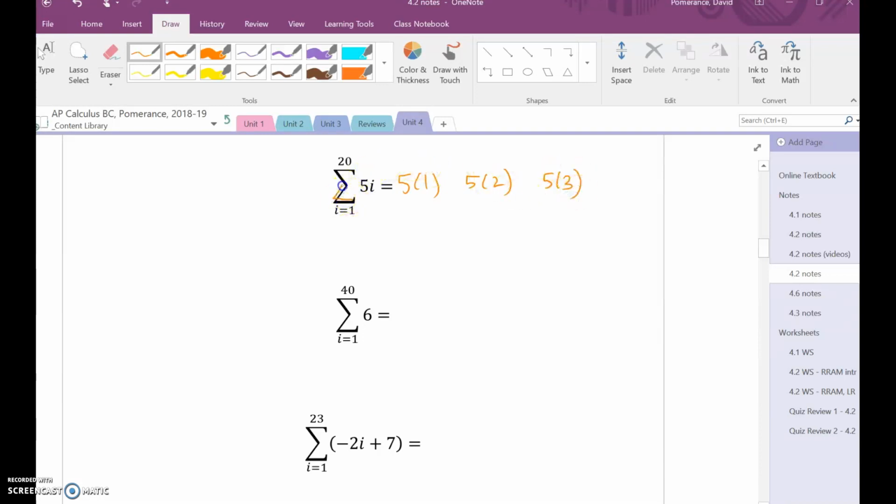And the sigma tells us that we're going to take the sum of all of these until we get to the last one, which is 5 times, well, we're going to go all the way until we get to 20. So 5 times 20. So the idea here is we're going to take 5 plus 10 plus 15 all the way up to 100. And we can do this by way of the same slick notation that we did before. 5 plus 100 is 105.